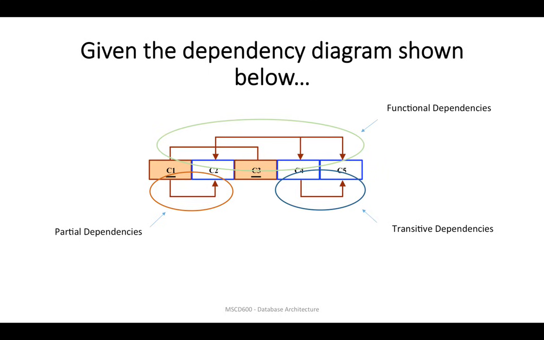So now, what do we do with these? We can know right by looking at this diagram that this dependency diagram is in first normal form. It's in first normal form because it does contain partial dependencies and it does contain transitive dependencies. So to move through the normal forms, to get to second normal form, first remove partial dependencies, and then to get to third normal form, remove transitive dependencies.